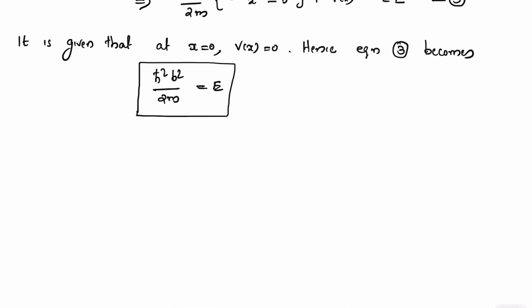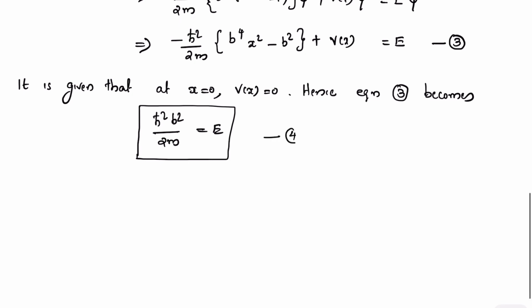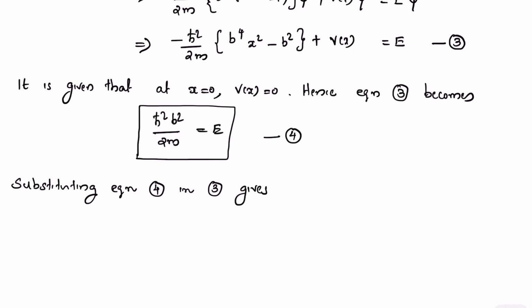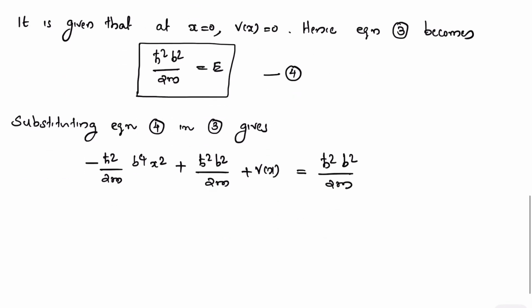Now to find out the potential, substitute the value of E from equation 4 in 3. Substituting 4 in 3 gives minus h bar squared by 2m b raised to 4 x squared plus h bar squared b squared by 2m plus V of x, that is equal to h bar squared b squared by 2m. This h bar squared b squared by 2m cancels, and the final expression for V of x is h bar squared b raised to 4 x squared by 2m.